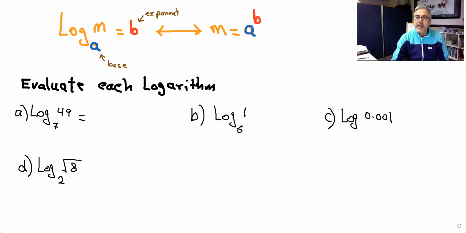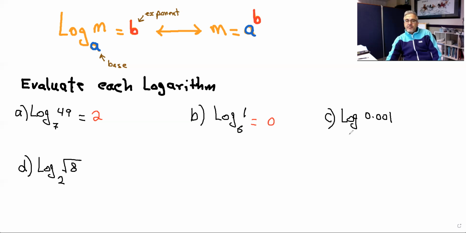I'm just going to write the answers in red. So the answer is 2. That's what it means here. If I ask you what's log base 7 of 49, basically I'm asking you 7 to the power of what equals 49, and therefore it's 2. Same thing. Log base 6 of 1. I'm asking you again, 6 to the power of what equals 1. Of course, anything to the power of 0 equals 1. So the answer here is 0, because 6 to the power of 0 will give you 1.